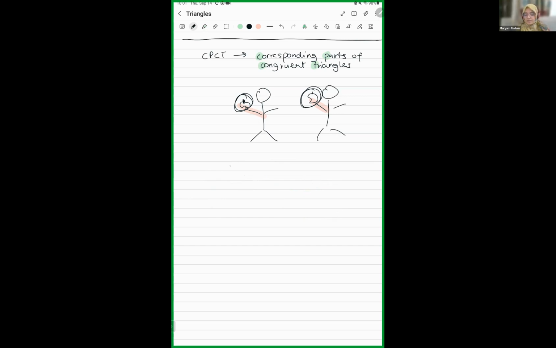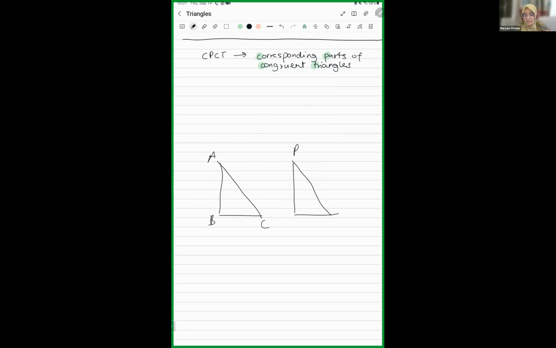Now let's talk about triangles. For example, let's make a right angle triangle over here and a right angle triangle over here. Let's say this is ABC and this is PQR. You see there are three vertices of this triangle, A, B, C, and three vertices of triangle PQR. Abdul Jabbar, can you tell me which vertex of this triangle is corresponding to vertex Q of this triangle?